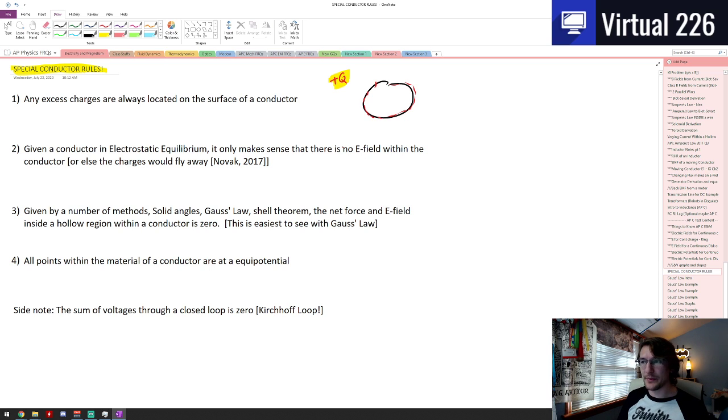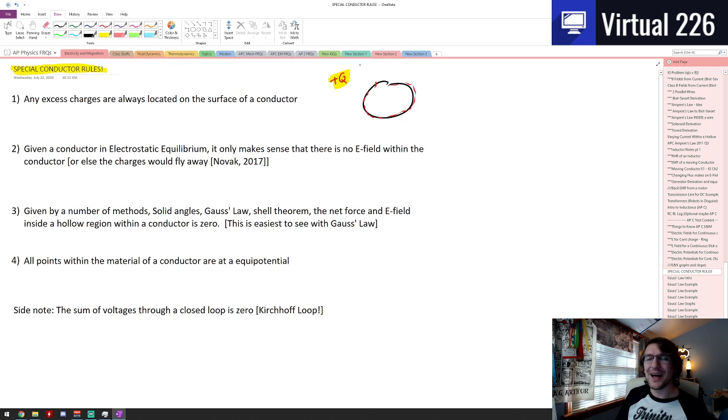And the reason why this is the case is that if there was an electric field in here, as given by the great Novak from 2017, one of my students, and I had a charge on the inside, then the charge would get pushed to the outside. Or you'd have to have multiple charges in here to push each other, and the charges would fly away. So you can't have that. The electric field on the inside is going to be 0. Even if this is a solid sphere.